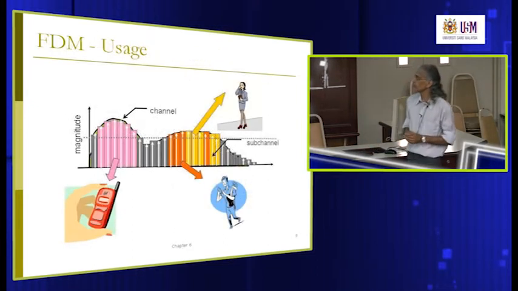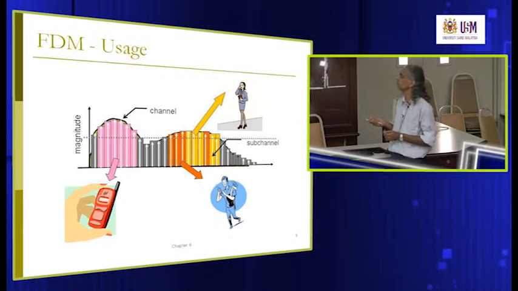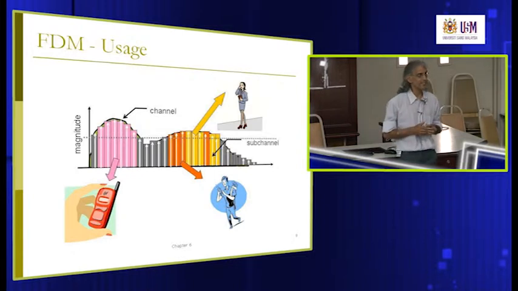So this is one example. This is basically the frequencies, the bandwidth. The bandwidth will be divided into multiple channels. Each channel will be reserved for different purposes. You can use it for GPS, you can use it for mobile, you can use it for wireless, and so on. As long as it's divided separately.